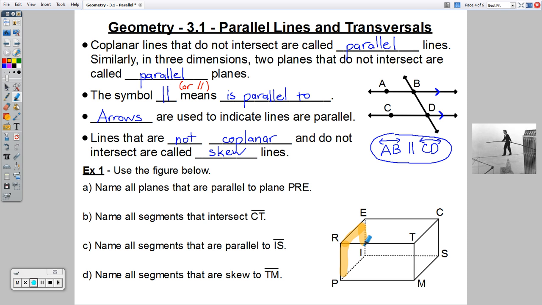So here's plane PRE. It's this plane right here. What plane is parallel to that plane? Well, I would say that this plane over here, if you extended those planes out forever in both directions, they would not intersect. So plane PRE and plane, you could use any of these 4 letters. You have to use 3 of those 4 letters.